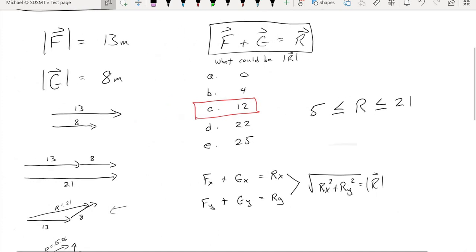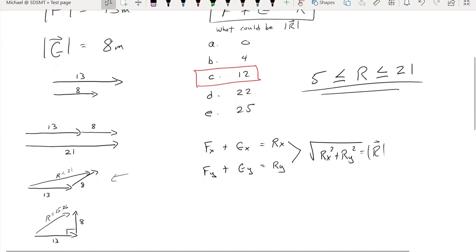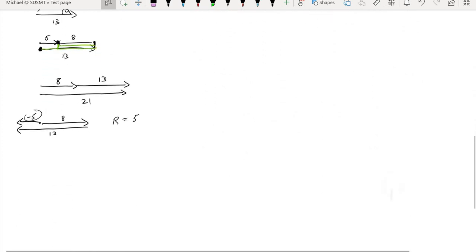So that's the first example problem. As I said, hypothetical. This is testing our understanding as to what is possible for a vector combination. We cannot just produce any value that we want. There is a physical range that limits our possible answers.